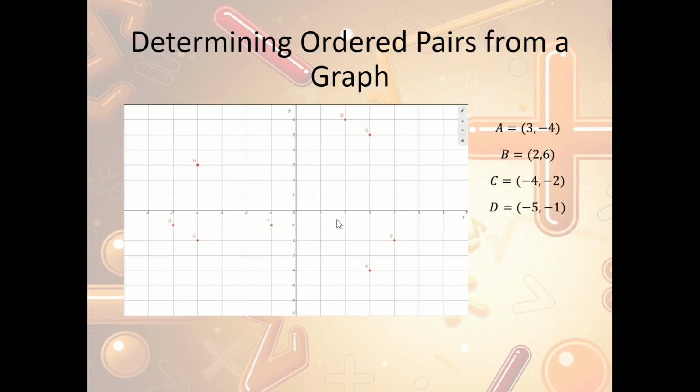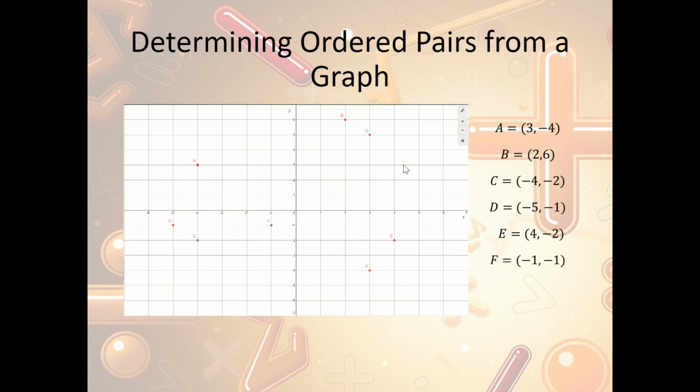Then E. E is here. So that's 1, 2, 3, 4. And then negative 1, 2. So it would be 4, negative 2. Then F is here. So that's negative 1 and negative 1.